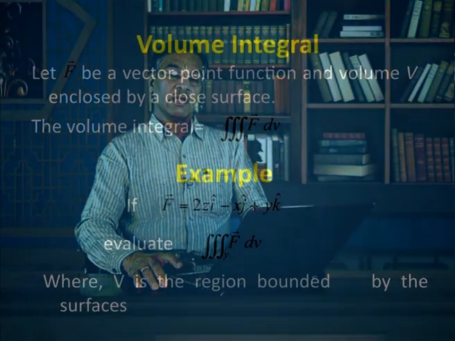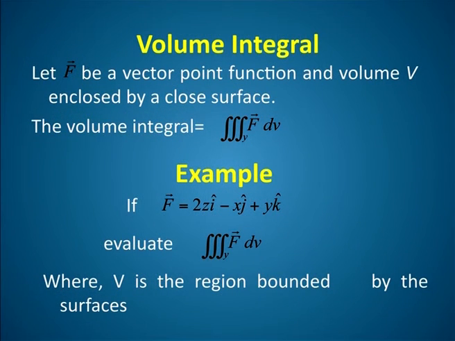Now, I will explain the volume integral of the vector function. Let f be a vector point function defined on the volume V enclosed by a closed surface S. The volume integral is the triple integral over V of f dV.